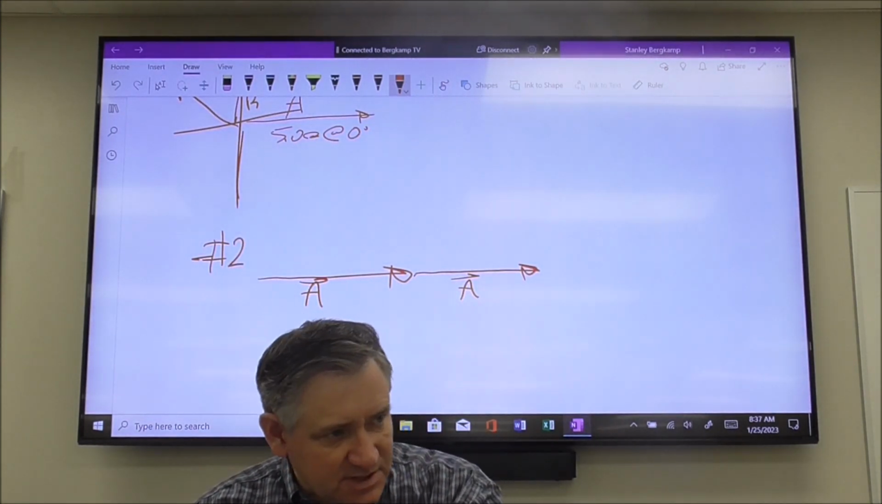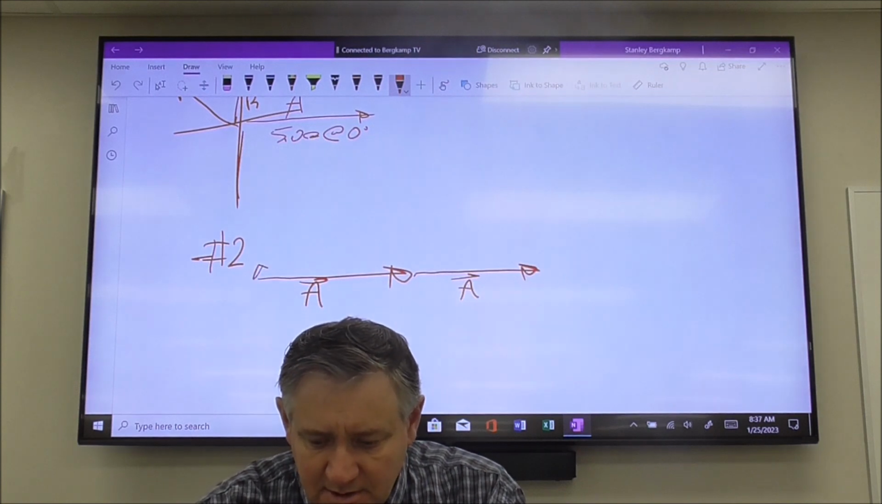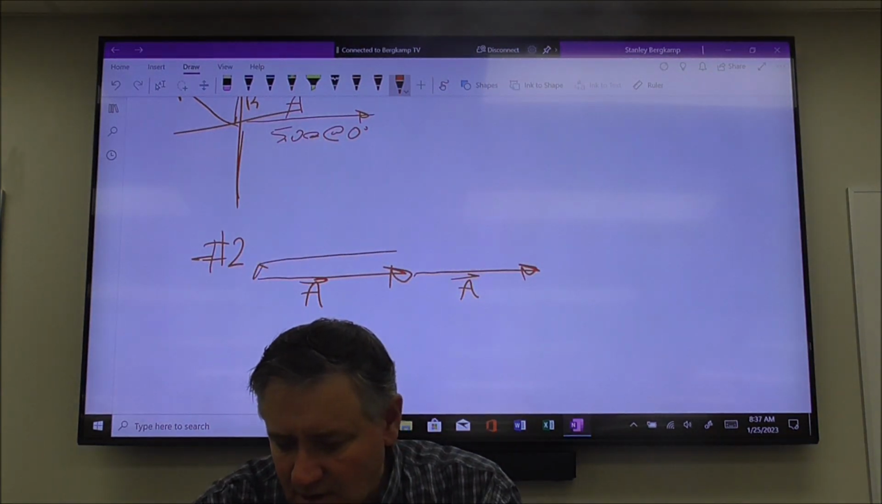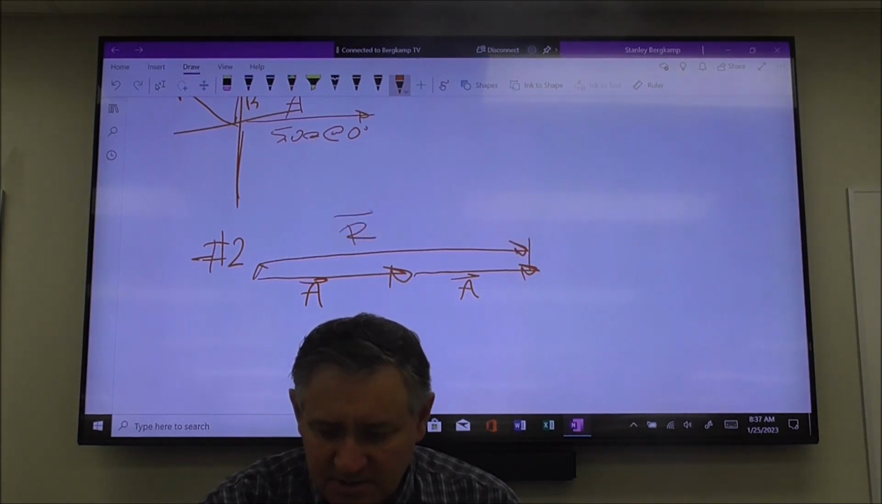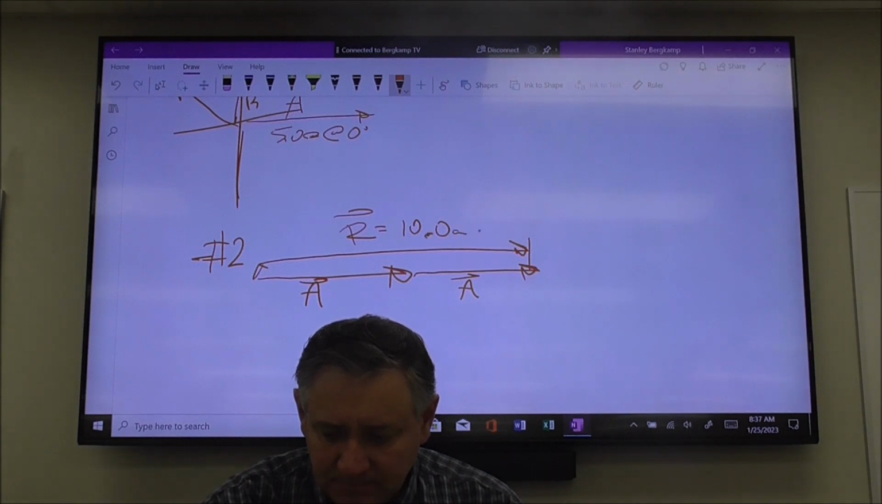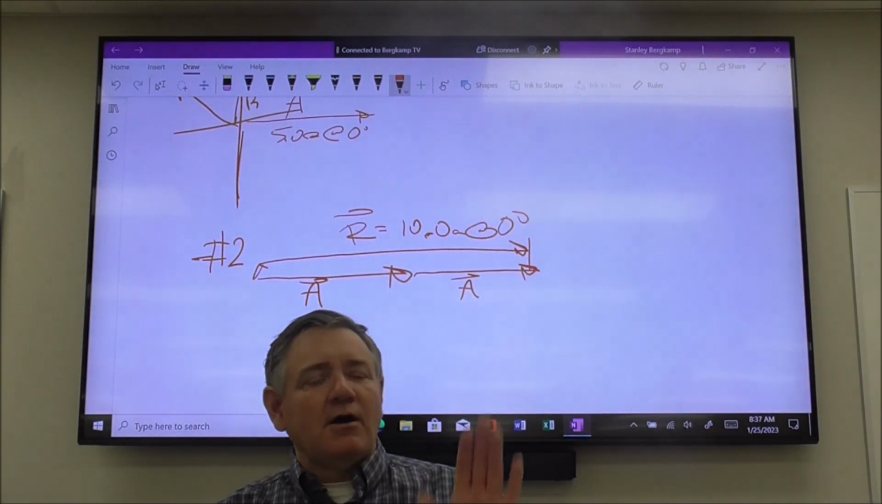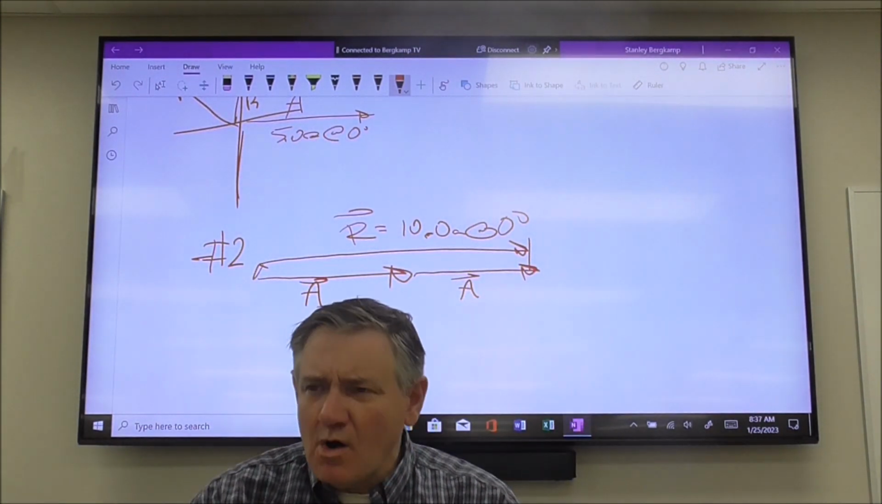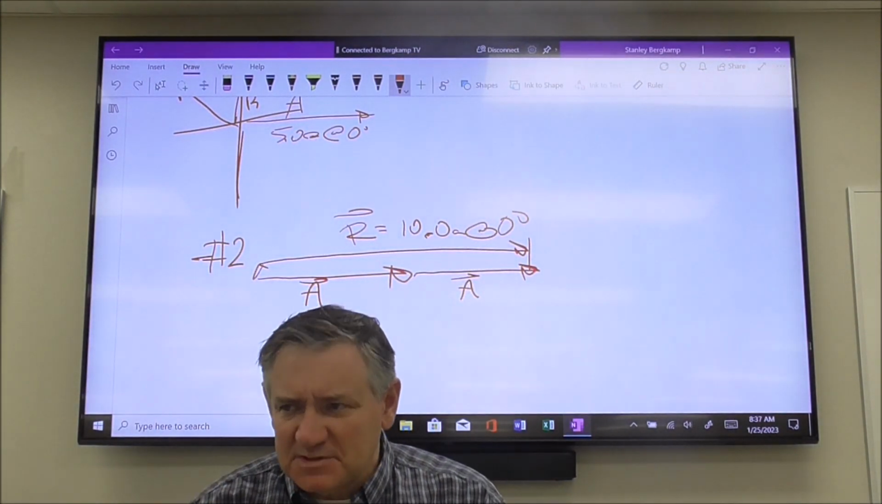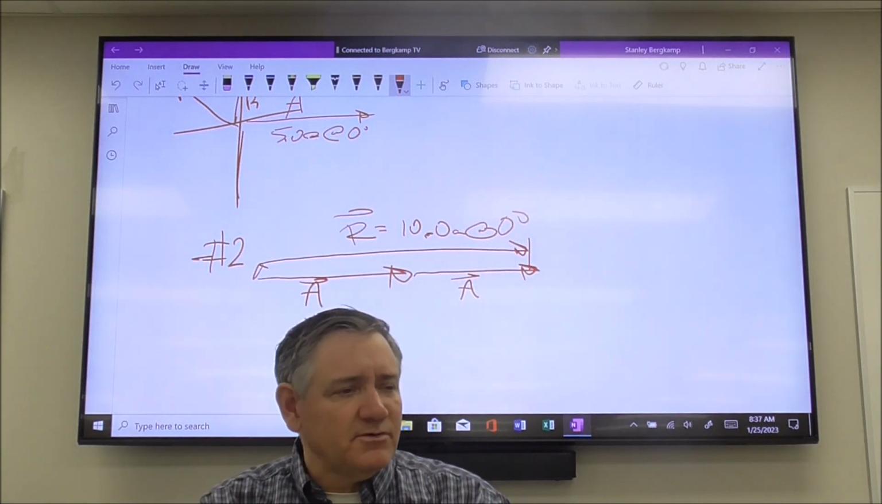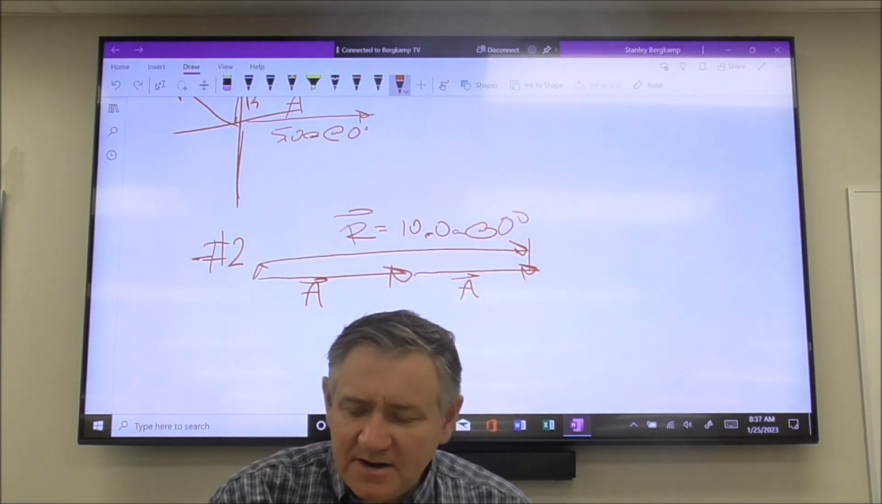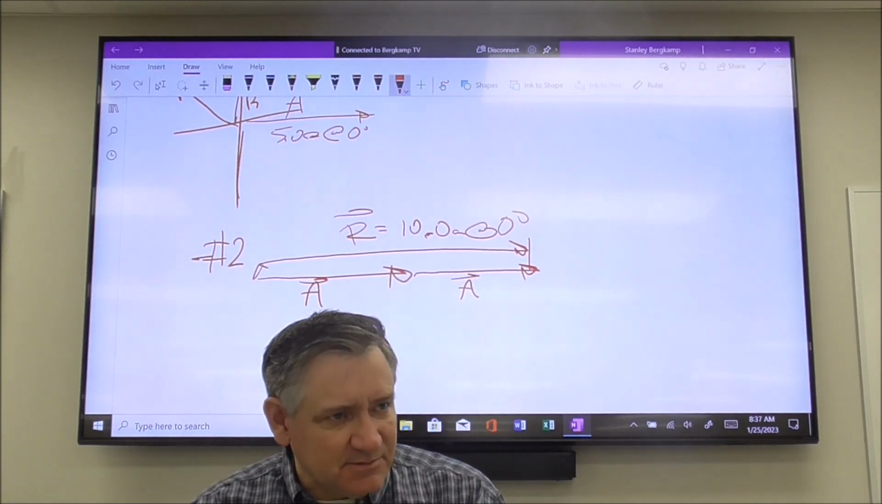Now I'm going to draw my resultant. The resultant goes from the origin out. So I'm going to draw another line that goes all the way out to that end. My resultant here is going to be 10 centimeters at 0 degrees. Now, I don't want you to look at this and think we always have to just add the numbers together. No. We added the numbers here because they're both going in the same direction.